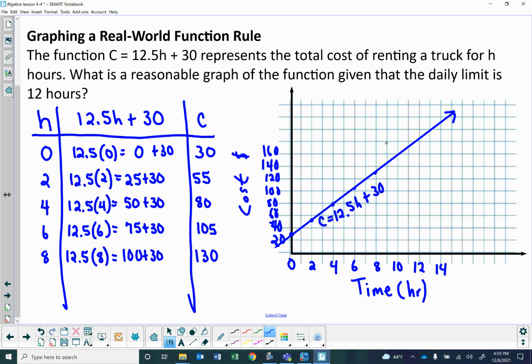Real-world functions, you have to think about what the values are of things. Like I can never rent it for a negative amount of time, nor can I spend a negative amount of money. Therefore, I don't need anything but quadrant 1.